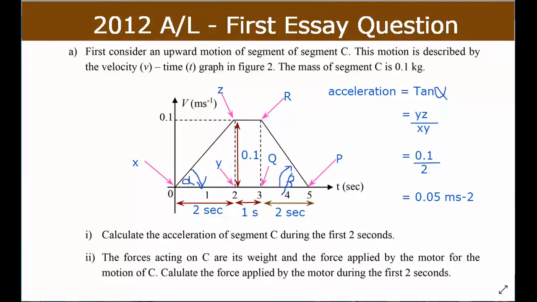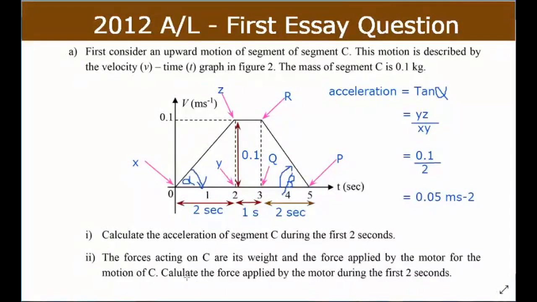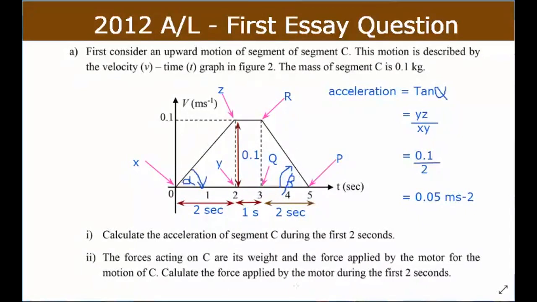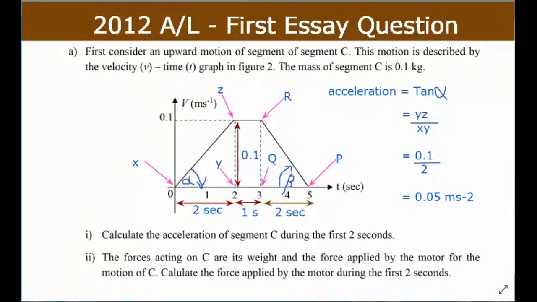Right. Then let's go to the second question. The forces acting on C. How many forces are acting on C there? The forces acting on C are its weight and the force applied by the motor. So there is a motor for the segment C to be moved. So only two forces: the weight of the segment C and the force given by the motor. Calculate the force applied by the motor during the first 2 seconds.